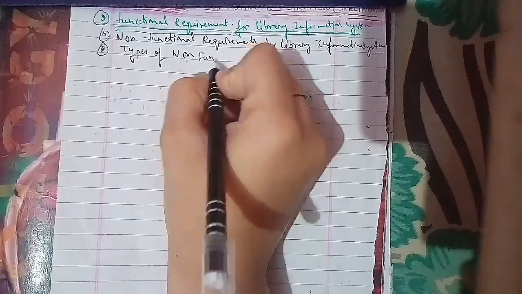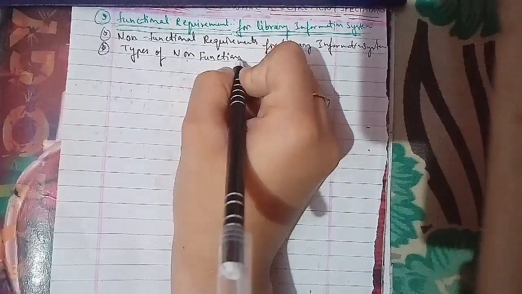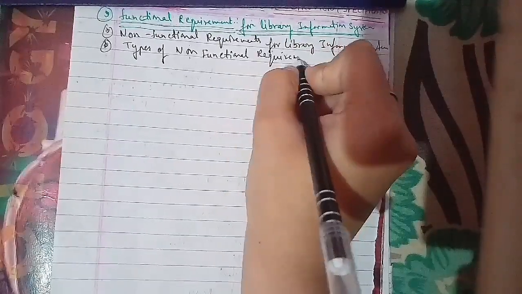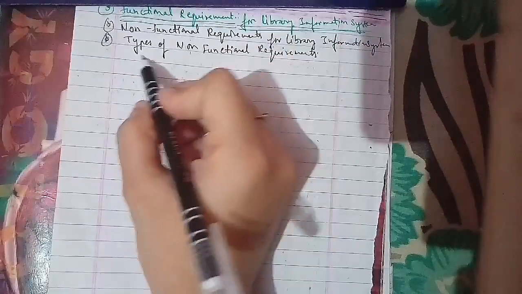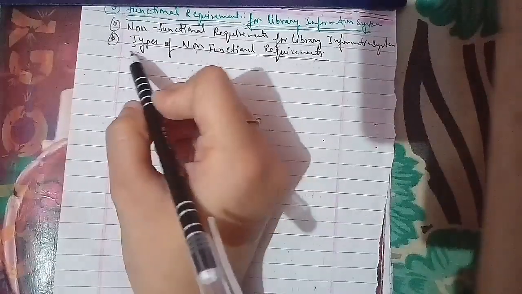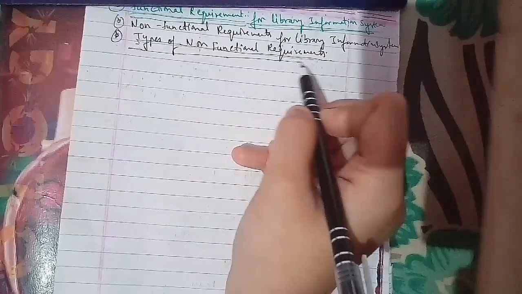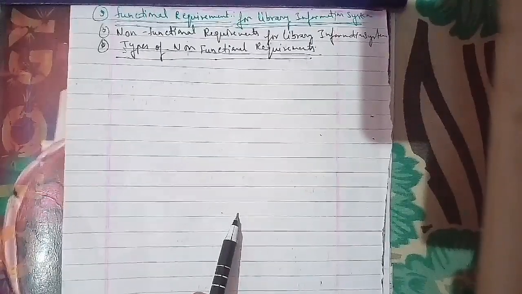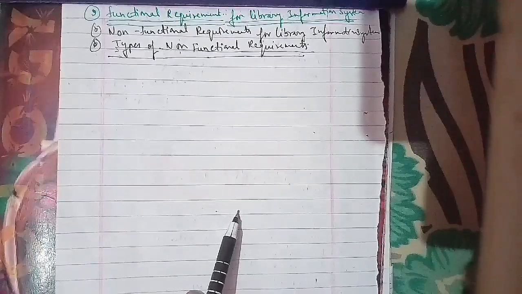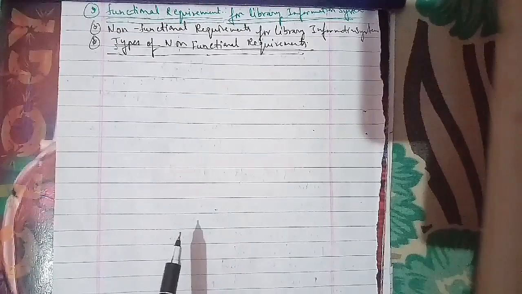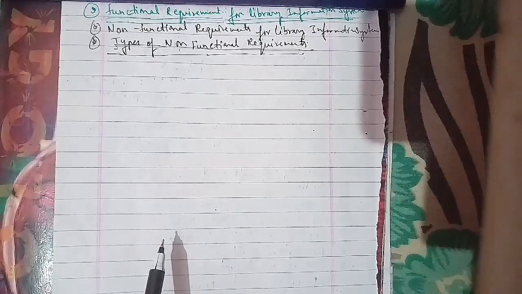So the types of non-functional requirement, that is what we have to go ahead with. In this we will make a tree structure diagram. Here you will get to know about it. The non-functional requirement has been divided into three parts. First we'll make a structure and then we'll implement that.